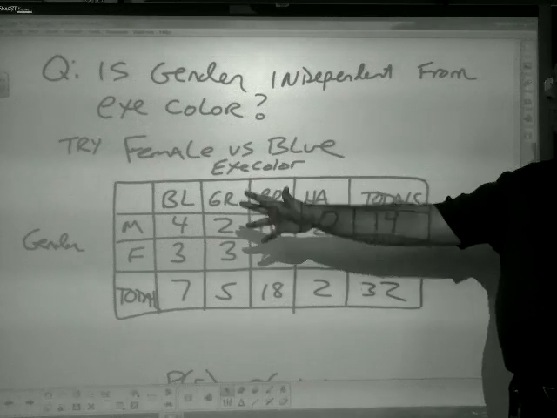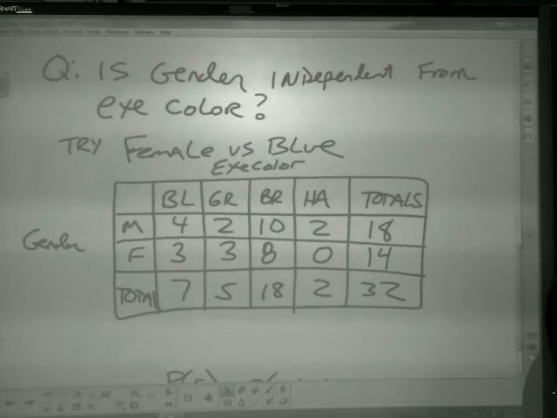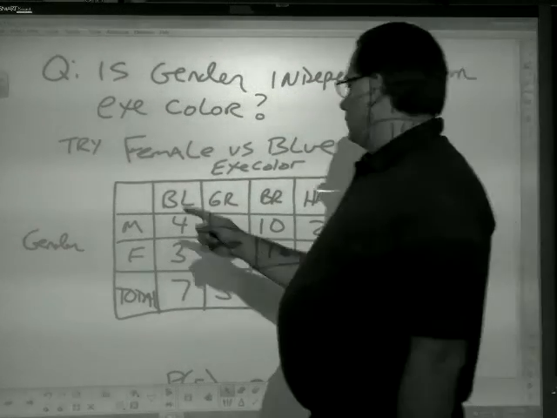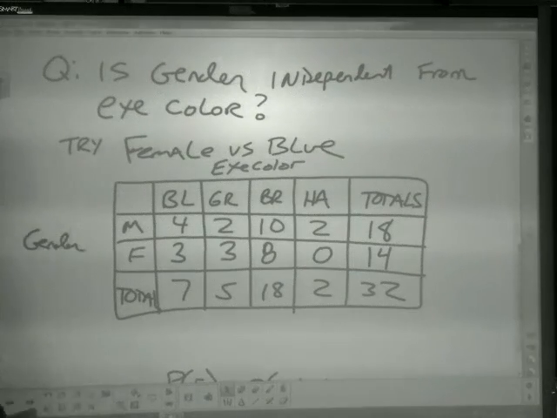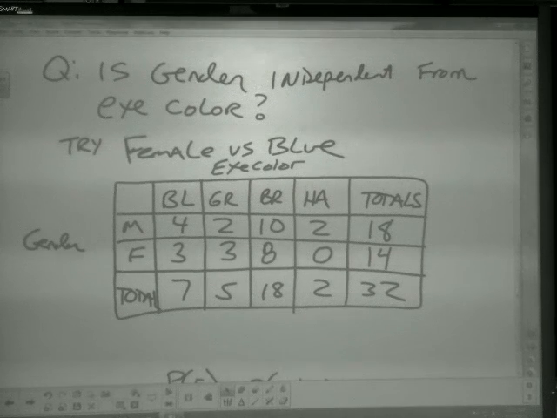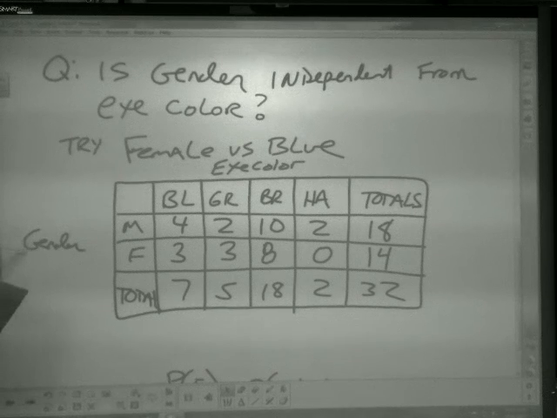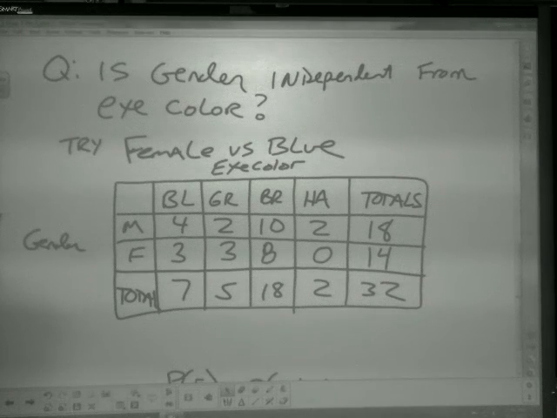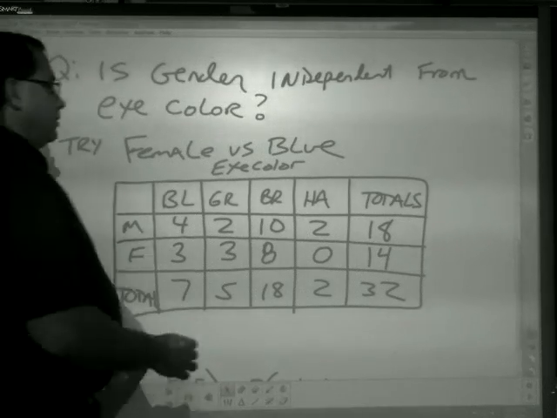So again, here was today's table. Every class was different. Here's a set of data for one of the classes. All right? So we have males and females. We have blue eyes, green eyes, brown eyes, hazel eyes. All right? Is gender independent from eye color? So you get to pick whatever gender and eye color you want. I'm going to pick females. All right? And I'm going to pick blue eyes.